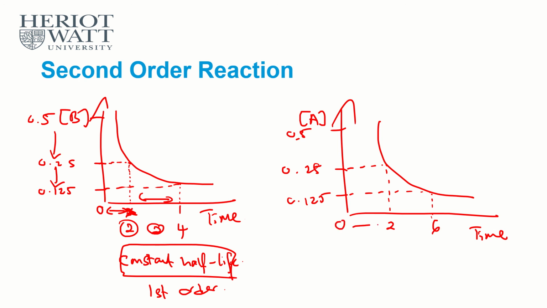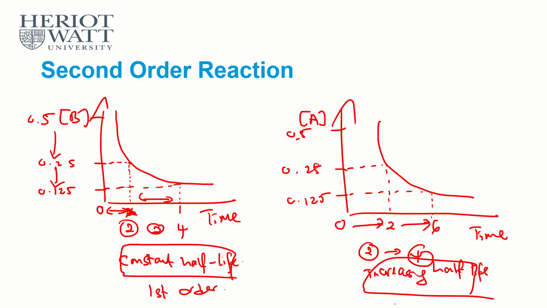So look at that, 0 to 2. So the difference is 2 here. From 2 to 6, the difference is 4 here. So the half-life has actually increased from 2 to 4. So what happened when you have an increasing half-life? When you have an increasing half-life, that means this is a second order reaction. A is second order from the graph.